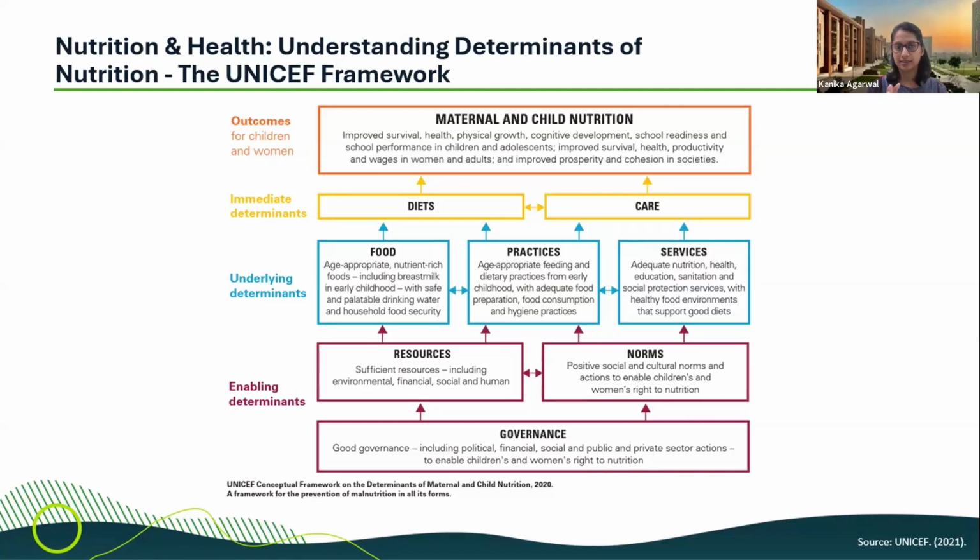Looking at this, we'll see how the UNICEF framework aligns nutrition and health and indicates how, by understanding determinants of nutrition, we can better understand health outcomes, especially from a maternal and child nutrition perspective. If we look at this UNICEF framework for maternal and child nutrition, we see there are three different underlying determinants, with the immediate determinant being diet.